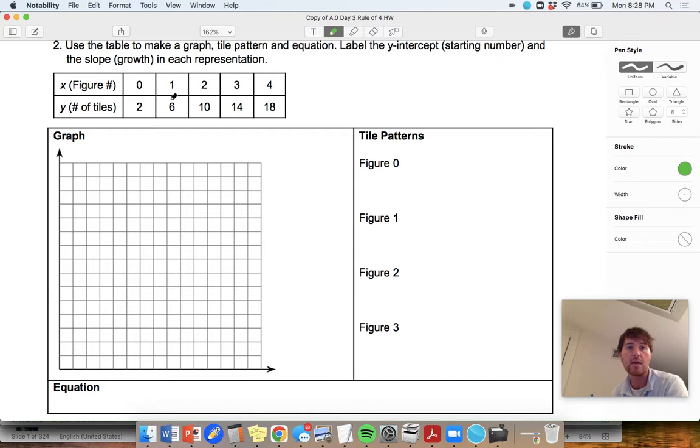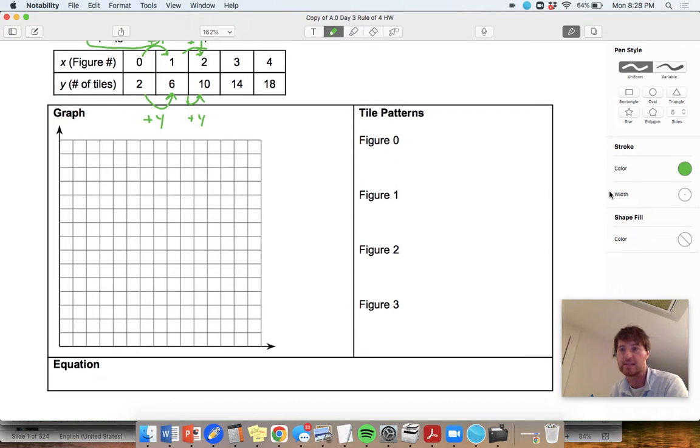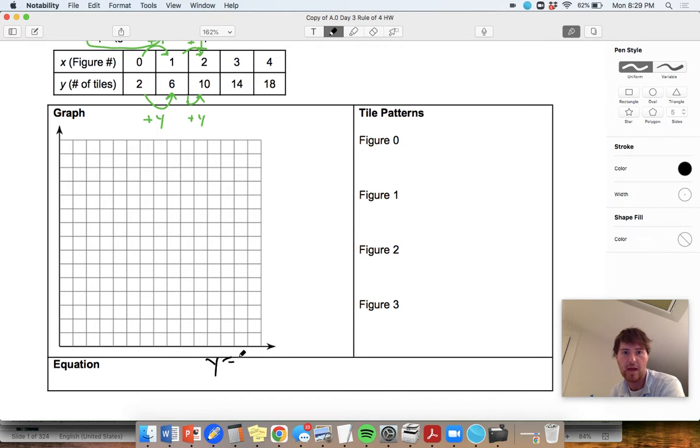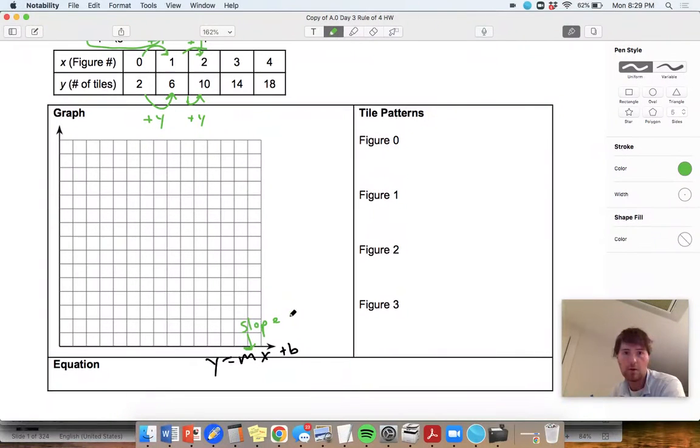Equation here, to get it, all you would need is your growth number. Here, this is +4 every time that x increases by +1. So my growth number is 4. Okay, growth number here is 4. So I know my equation is this. My equation is, remember, something we'll study later this year: y equals mx plus b. M stands for your slope, and b stands for your y-intercept.